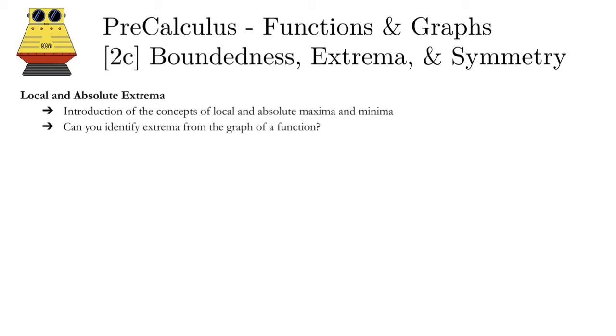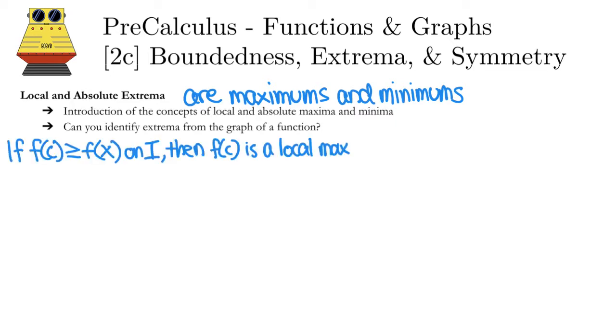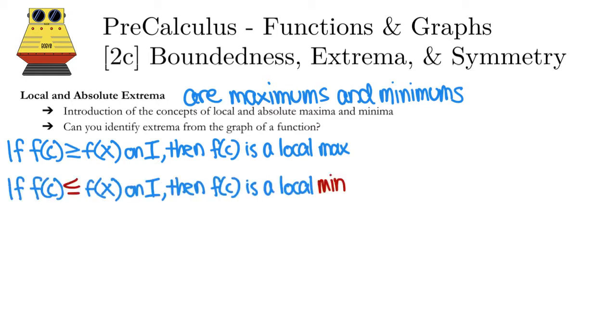Speaking of max and mins, local and absolute extrema are just that, maximums and minimums. The local descriptor means that the max or min happen on a specific interval. So let's talk about that first. Jot this down. If f of c is greater than or equal to f of x on I, and I'll explain some of that later, then f of c is a local max. Right below it we have if f of c is less than or equal to f of x on I, then f of c is a local min.